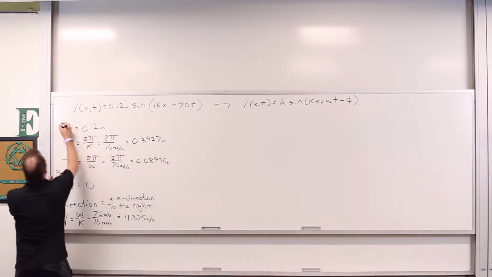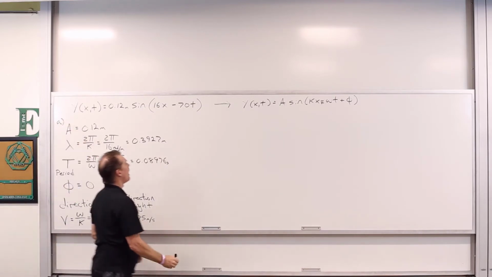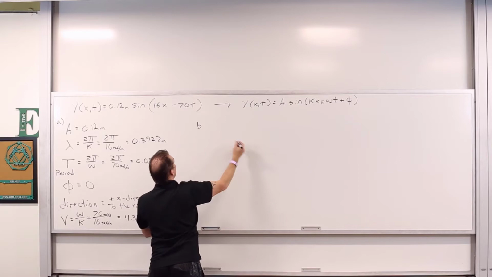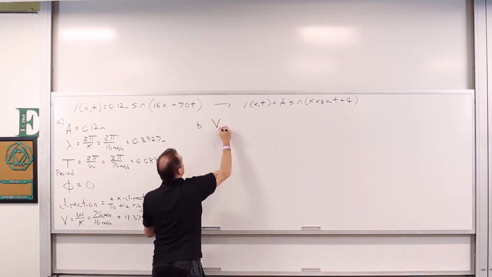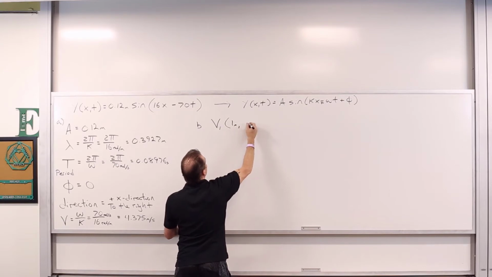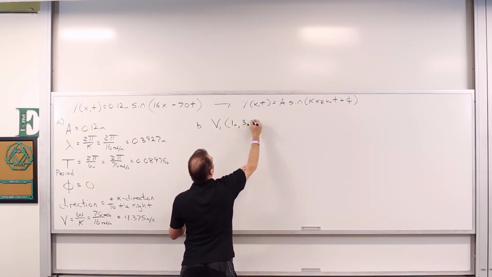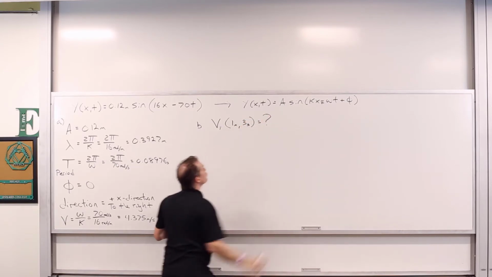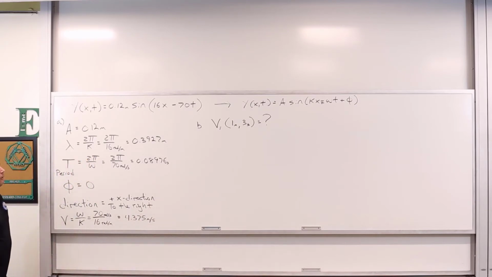So this was part A. We go on and say, well, what about part B? Part B says, what is the transverse velocity of the wave at the position 1 meter at a time of 3 seconds? So how are we going to get that?